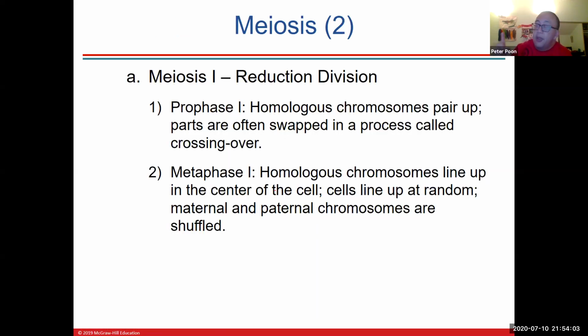The first phase of meiosis. Mitosis is prophase, metaphase, anaphase, telophase. Meiosis has 2 stages, meiosis 1 and meiosis 2. Each one is prophase, metaphase, anaphase, telophase. So meiosis 1 is prophase 1, metaphase 1, anaphase 1, telophase 1.